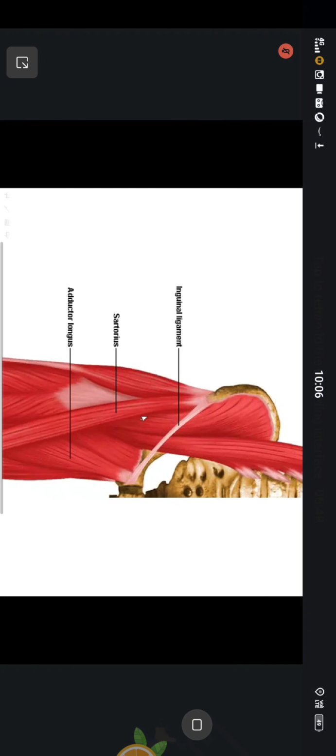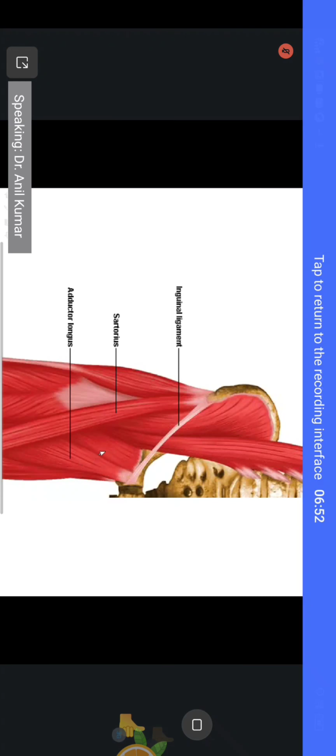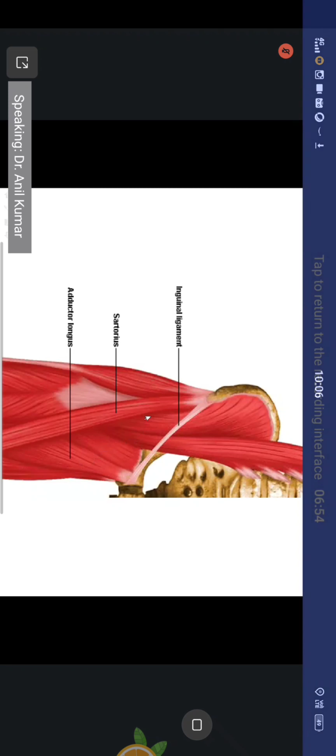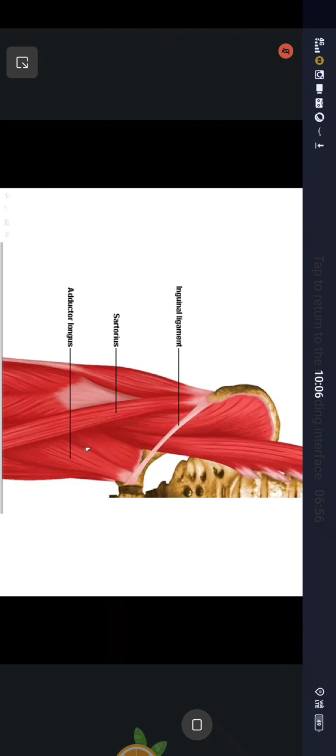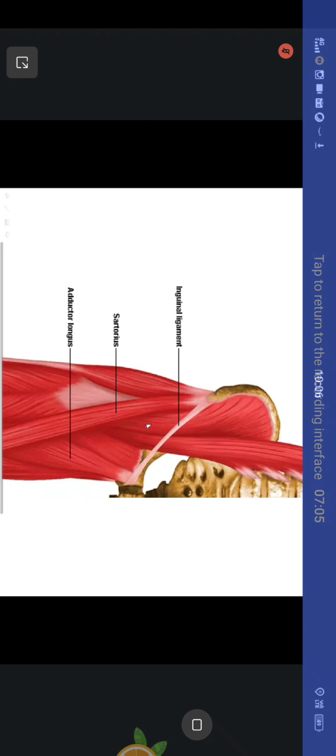Now, the floor muscles are also clearly visible. See them where I am focusing the cursor. These are the floor muscles. Medially you will see two muscles and laterally you will see two muscles. They are also clearly visible in this diagram. The medial two are adductor longus and pectineus, whereas the lateral two are psoas major and iliacus. All these four muscles are clearly visible in this diagram.